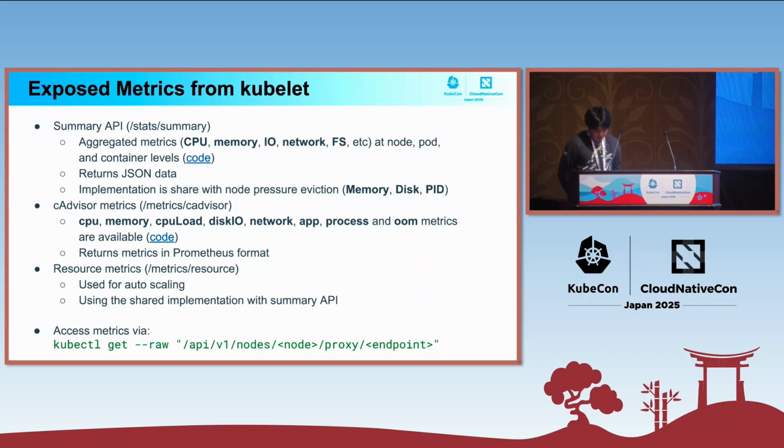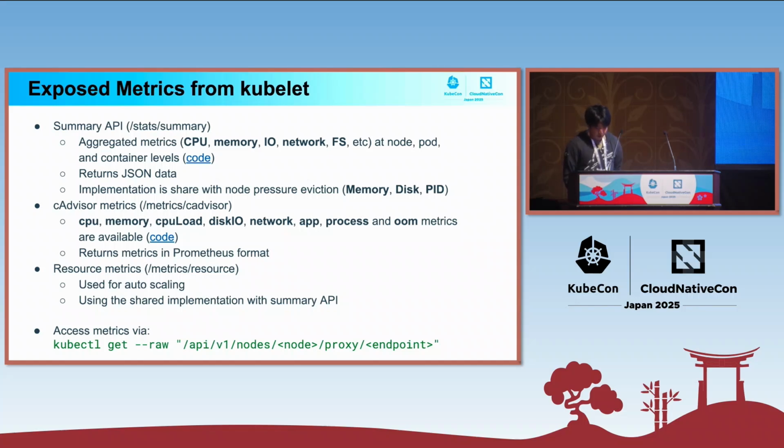First, let me talk about the metrics endpoints available in Kubernetes. Kubernetes exposes 3 endpoints that provide node, pod, and container resource usage. First, we have the summary API, accessible at stats summary. This endpoint provides aggregated metrics at 3 different levels: node, pod, and container. It returns the data in JSON format. This summary is used for node pressure eviction, such as memory, disk, PID pressure.